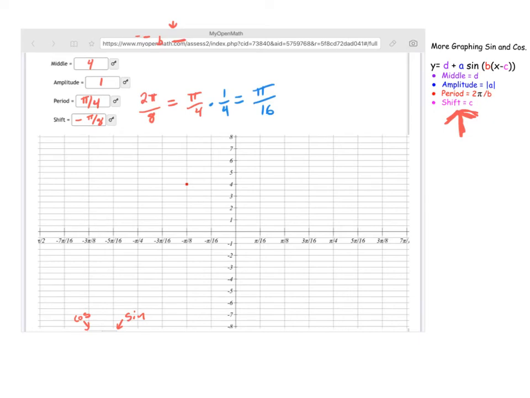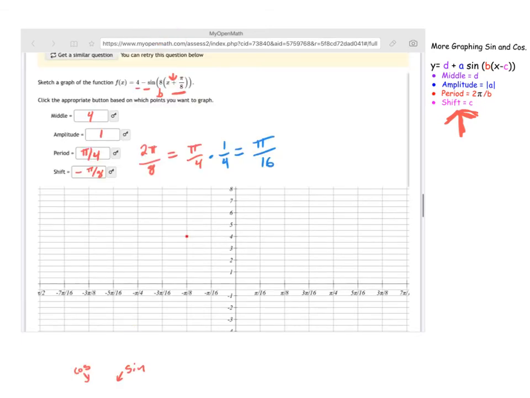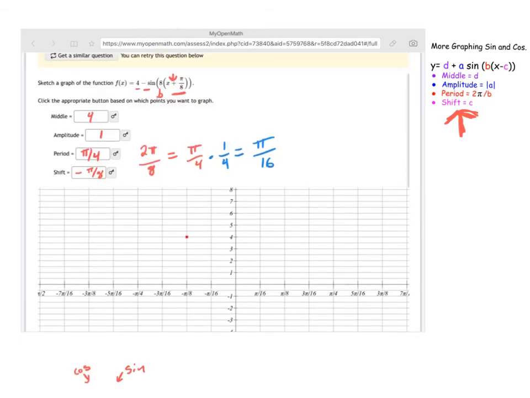Now, normally, sine goes up when we start, but because we have a negative sign in our equation, we actually have to go down before we start. So because this sign here is negative, I go down instead of up when I make my graph. So my next point is going to have to be pi over 16 units down, which is going to be right here. Now, let's double check everything and make sure that we got everything correct.